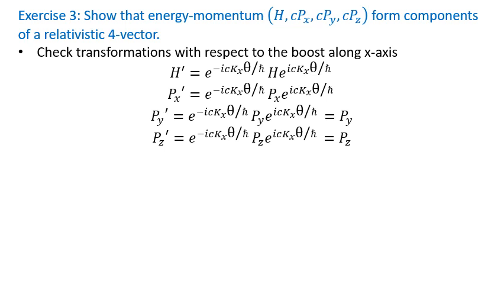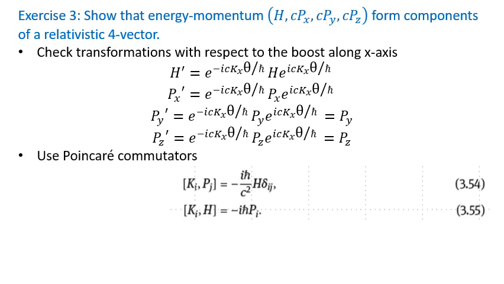We have to apply the unitary exponent of this generator to all components of our 4 vector. Transformations of the py and pz components are trivial because kx commutes with these operators. To calculate transformations of h and px, we'll have to turn to Lie algebra commutators shown here. In particular, we'll need these two commutators.